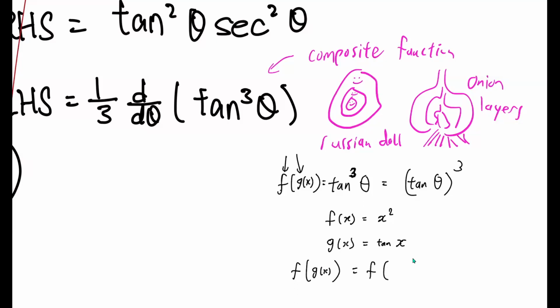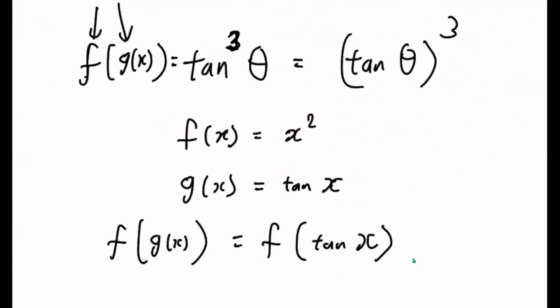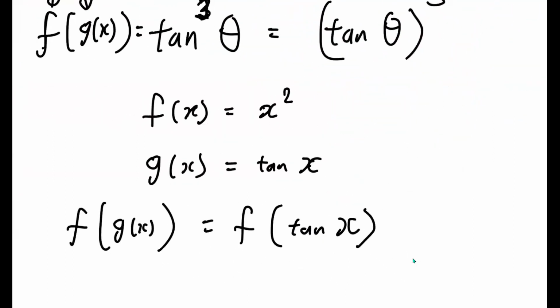So if you replace the g of x with tangent of x, you get f of tangent of x. What does this notation mean? It means that everywhere that was between the brackets of f, you treat it as the input of f. F is like a machine. It receives x as an input. It produces x squared as an output. It's like a machine. Okay, I draw a conveyor belt like this.